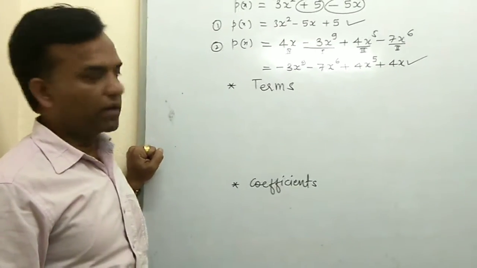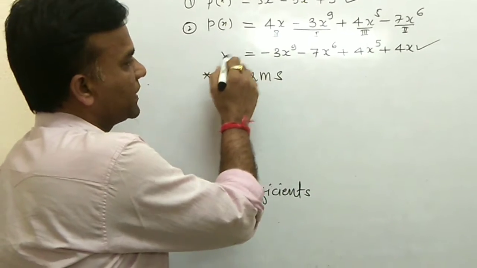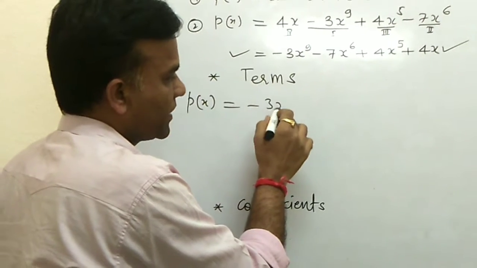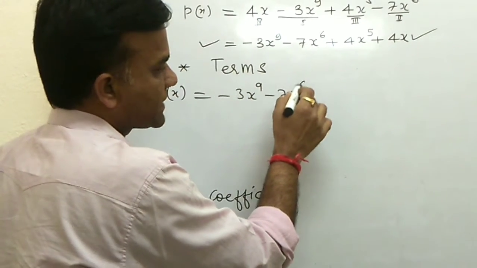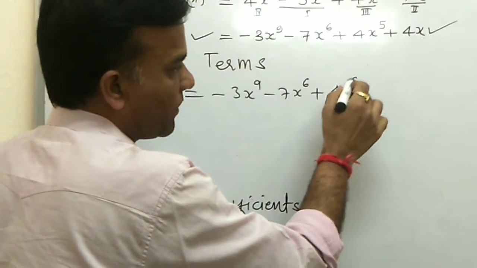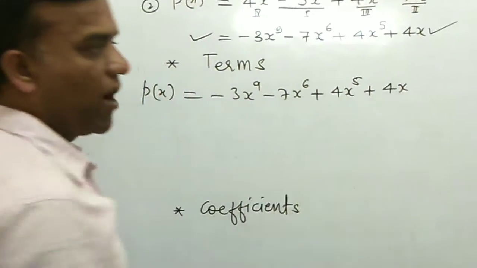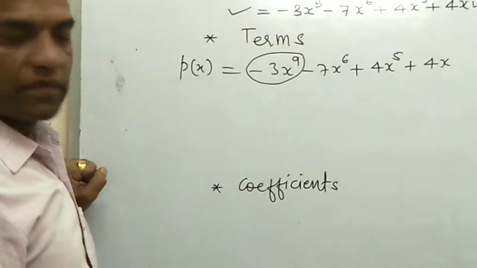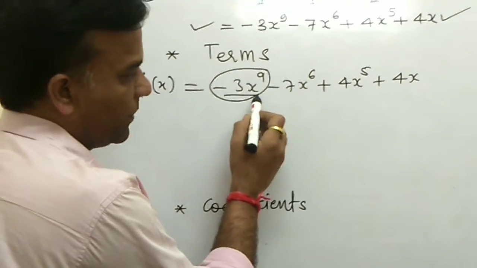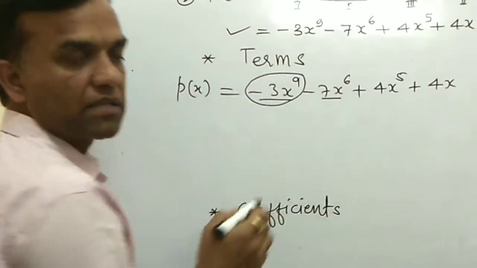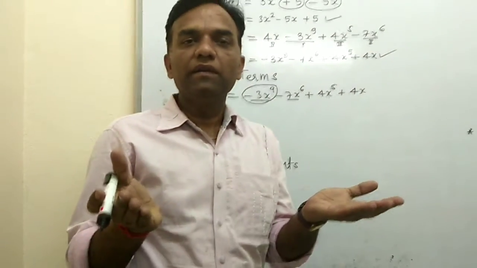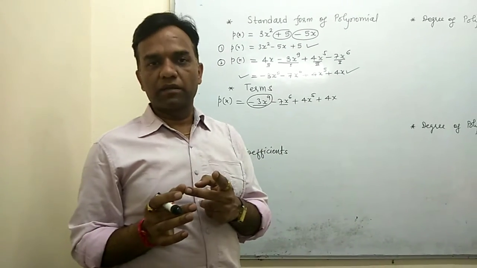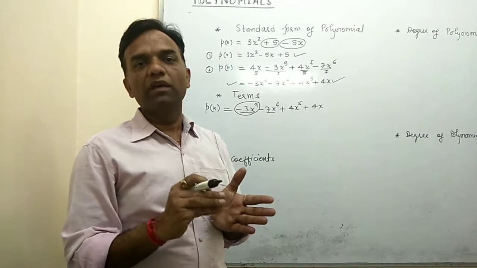How many terms are included here? So let's discuss the example: suppose you have p of x, and now we write minus 3x to the power 9 minus 7x to the power 6 plus 4x to the power 5 and plus 4x. Okay, how many terms are here? Terms included means between two signs there is a term. A number between a plus or minus sign, because plus and minus divide the number of terms. Only plus or minus signs divide the terms, not a multiplication sign, not division.